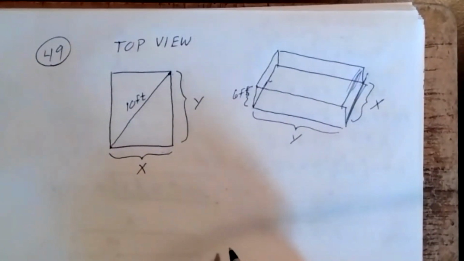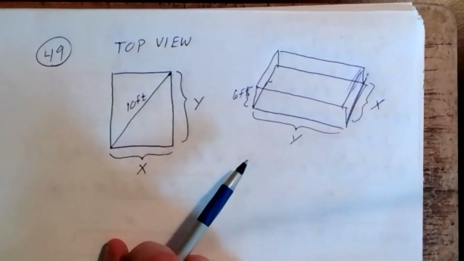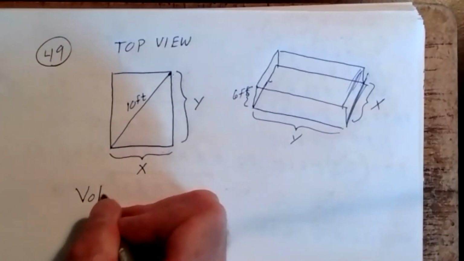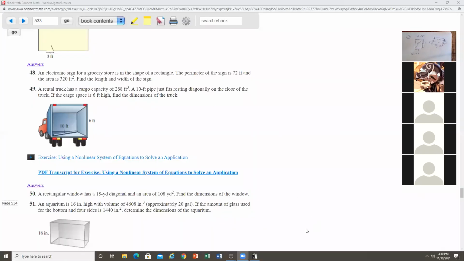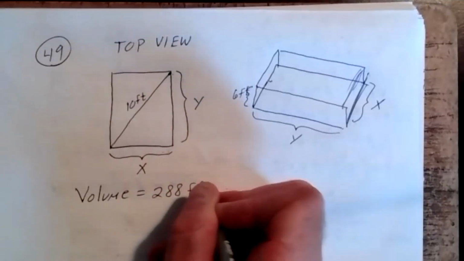All right. I have a question for you. How can we find x and y? Ladies and gentlemen, we're going to have to set up a system of equations to help us here. They tell us the volume of this truck is what? What was the volume of that truck's shell? Interior was 288 cubic feet. We know the volume is 288 cubic feet.